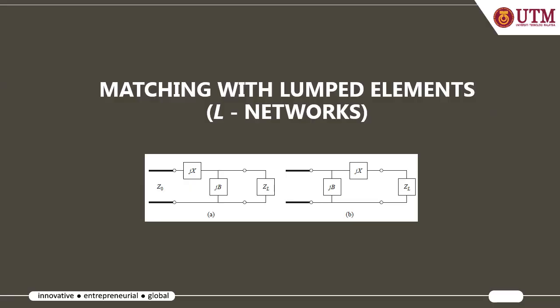So we are going to start with matching with lumped elements, or the L section network. There are two configurations that can be considered, but it depends on the characteristic impedance of the system. If the characteristic impedance lies within the 1 plus jx section, the left hand side will be chosen. Or else, if it is outside the 1 plus jx section, then circuit B will be considered.